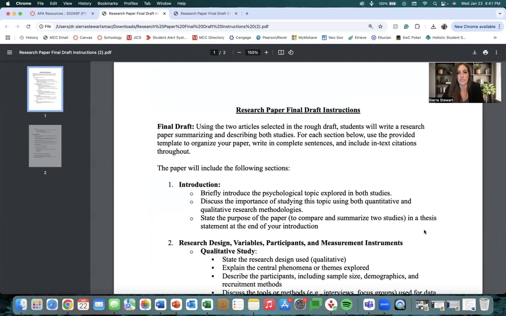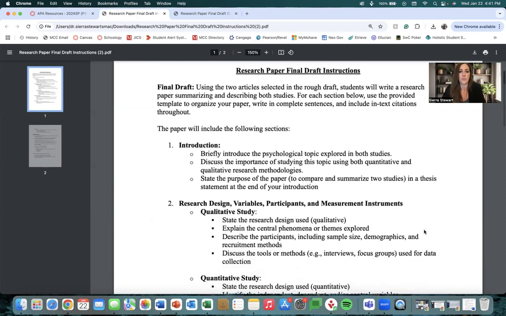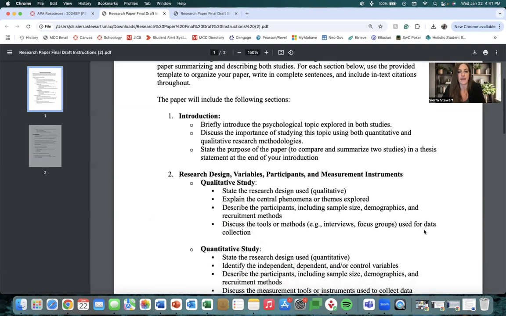All right. So for each section, you're going to use the template that I'll show you to complete the sentences that you already had, but put them in more of a normal format, like paragraph form. And then you're going to include your in-text citations throughout your paper as well. And I'll get into what that should look like. So again, your paper is going to look just like the rough draft, but it's going to have a few different components.